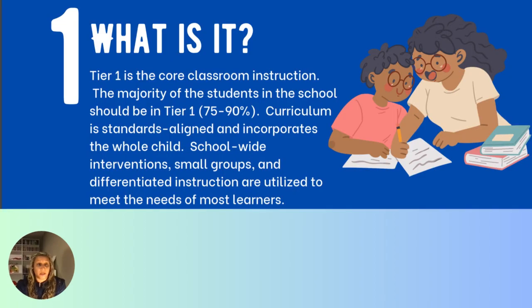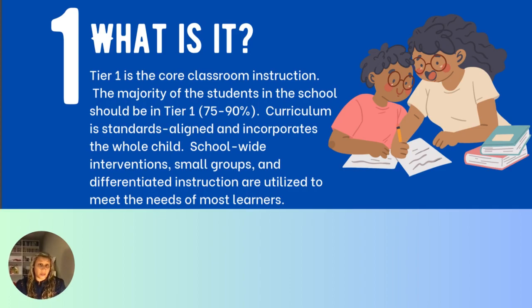So, what is Tier 1? Tier 1 is what many educators and MTSS specialists would consider the most important tier. In fact, some research suggests that the MTSS pyramid should be flipped so that Tier 1 is at the top. So, what is Tier 1? Well, this is the core classroom instruction. 75 to 90% of the school's population should fall in this tier. If there is less than 75%, you need to consider looking at the effectiveness of your core instruction.